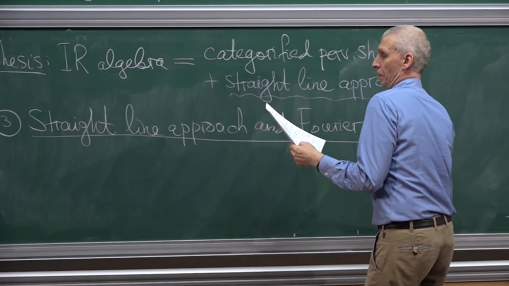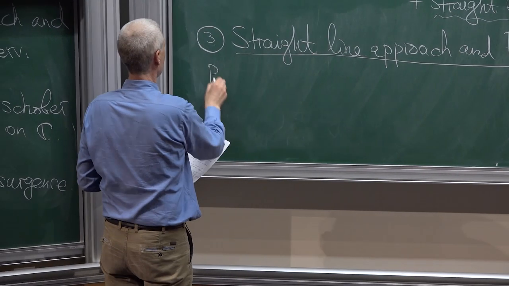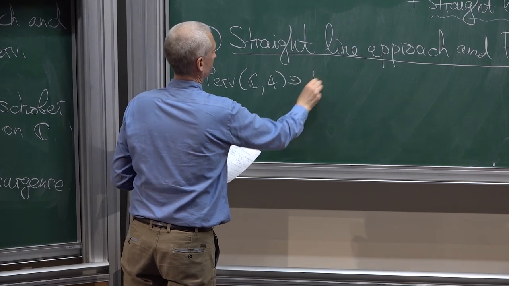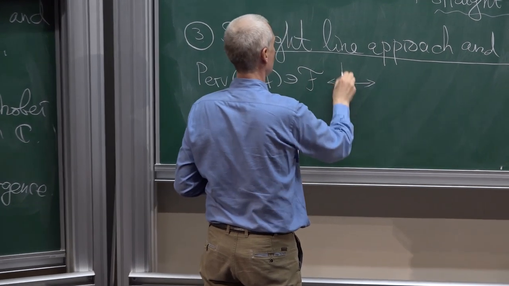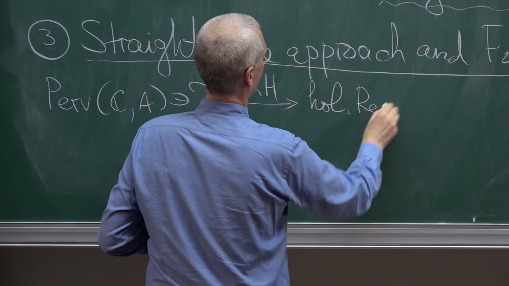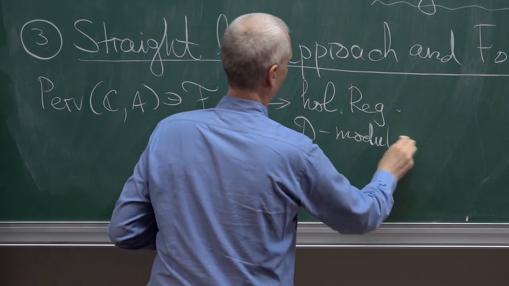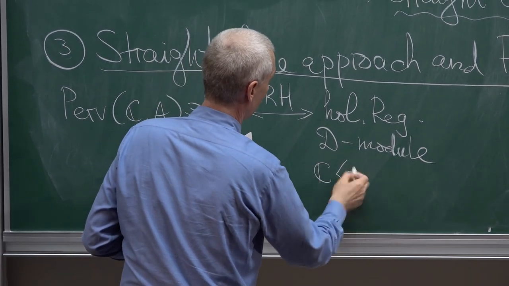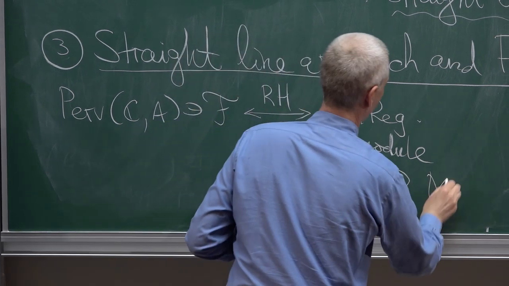So what do I mean here? I mean that we start on the complex line, we start with a perverse sheaf on C. It's a topological concept, but we can associate to it, by the Riemann-Hilbert correspondence, a holonomic regular D-module, simply the polynomial one on C of W and DW, called M.